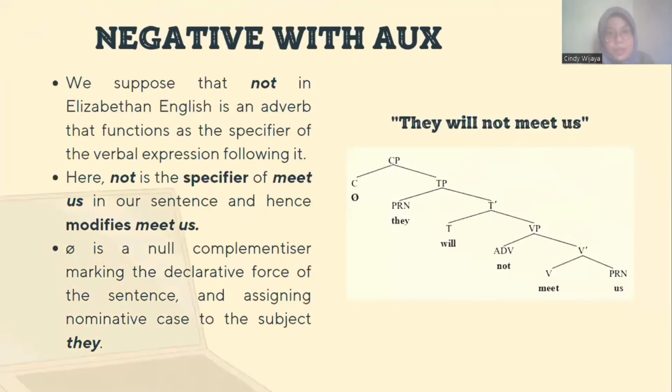So the first point here is negative with auxiliary. Here we suppose that not in Elizabethan English is an adverb that functions as the specifier of the verbal expression that follows it. And we have the sentence, they will not miss us, as our example. So in this sentence, not is the specifier of miss us and hence modifies miss us. And the null is a null complementizer that marks the declarative force of the sentence and assigns nominative case to the subject they.